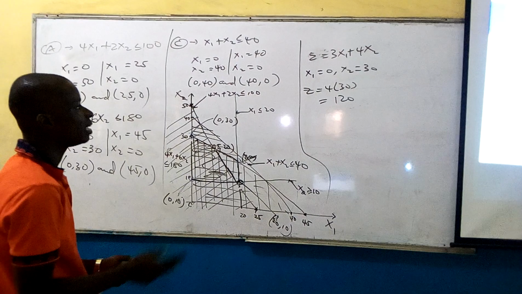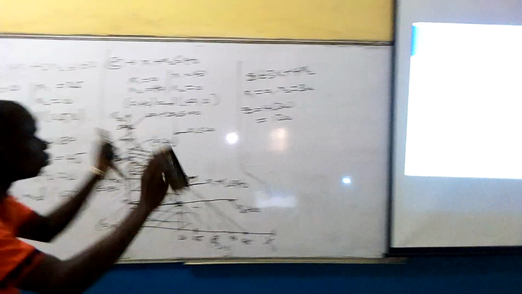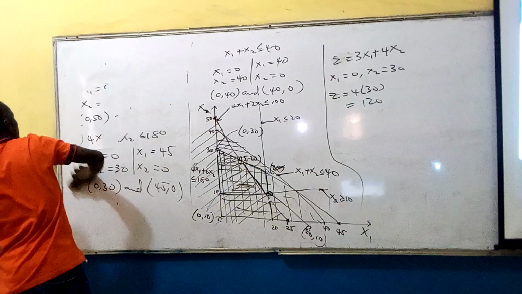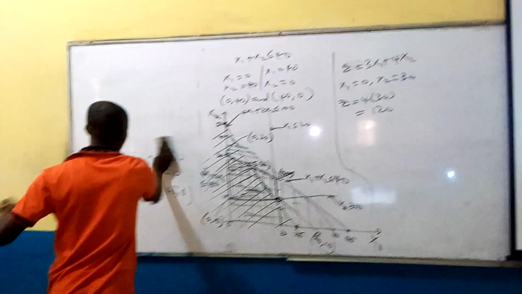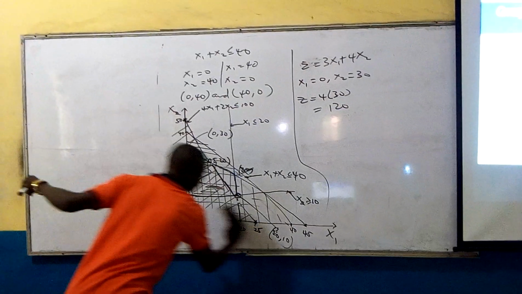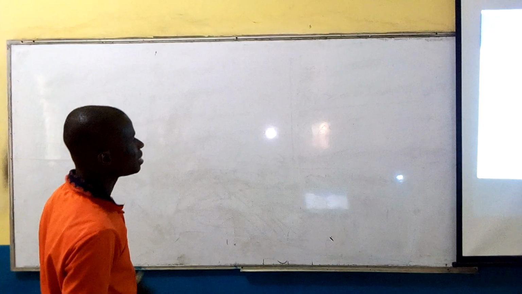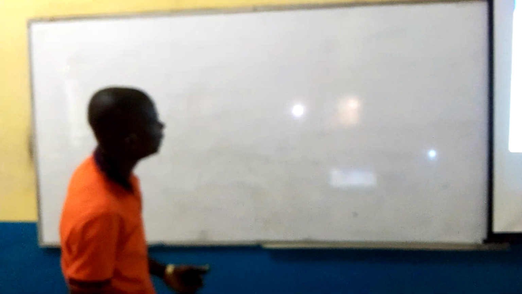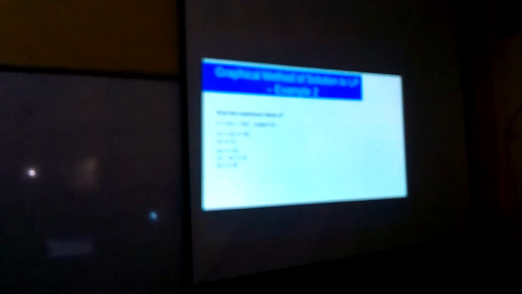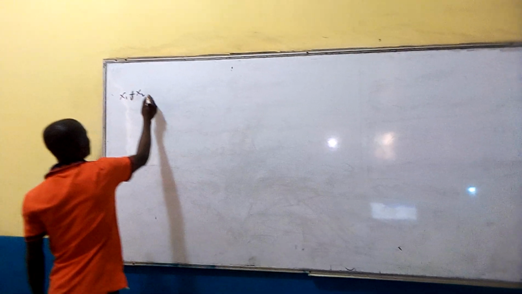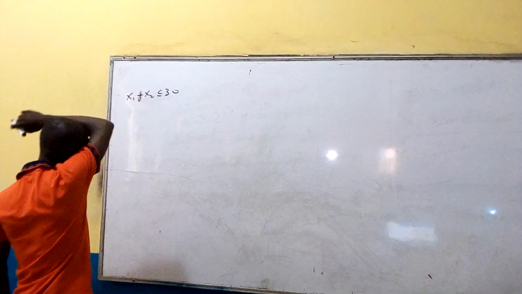So that's it. Let's look at another example. This one, the problem has been formulated already. So we just need to solve graphically with two variables. The objective is 2x1 plus 3x2, subject to these constraints. So let's graph the constraints. The first constraint is x1 plus x2 is less or equal to 30.